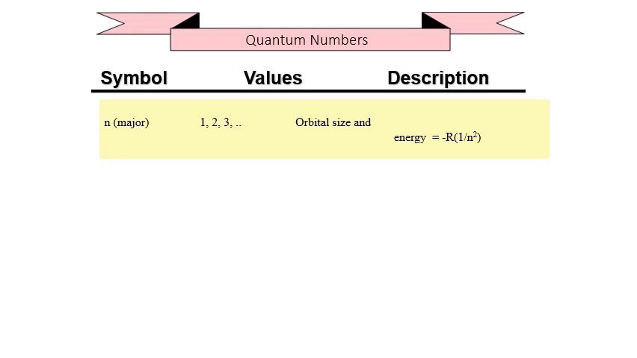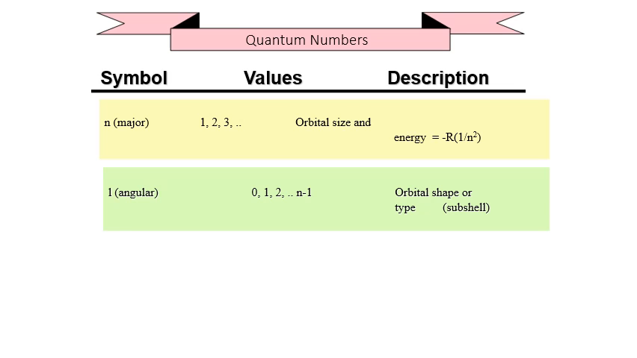So here you can see that the principal quantum number is designated by the symbol n. It can have the integer values 1, 2, 3. Its physical significance is the orbital size, and it gives the energy of the orbital. The energy you can calculate by this equation: minus R into 1 upon n squared, where n is the principal quantum number and R is the Rydberg constant.